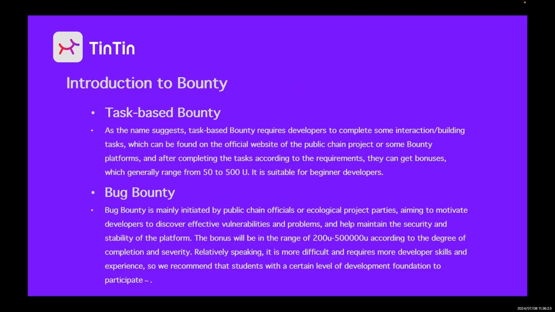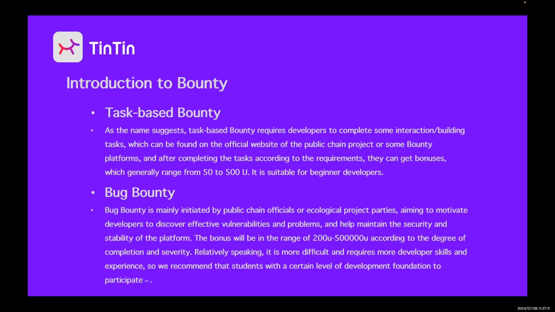And bug bounties are mainly initiated by public chain officials or ecosystem project partners, aiming to motivate developers to discover effective vulnerabilities and problems and help maintain the security and stability of the platform. The bonus will be in the range of 200 US dollars to 500,000 US dollars according to the degree of completion and severity. Relatively speaking, it's more difficult and requires more development skills and experience. So we recommend that students with a certain level of development foundation participate.